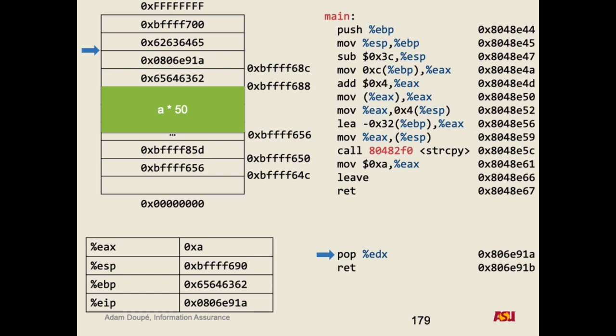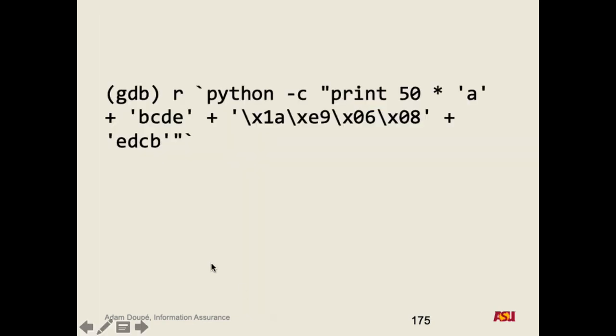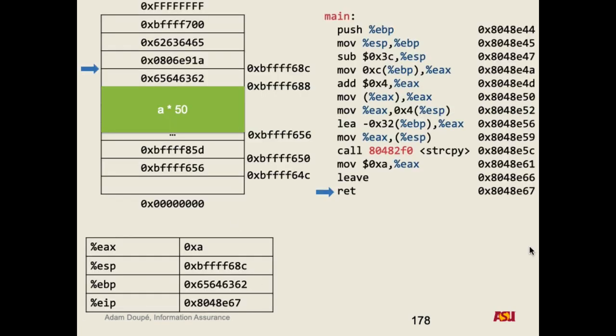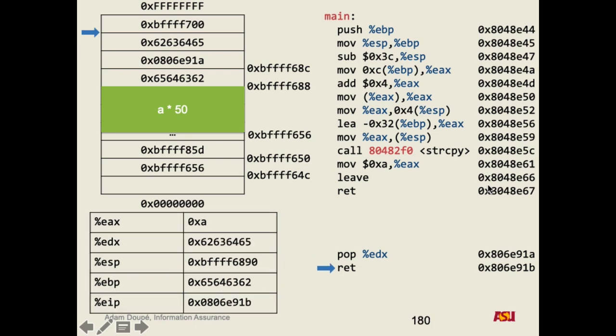Who put that data there? I did, right? And if we go back, we can see that data is here. This is EDCB. So if we go back, now we can control the value that's now in EDX. So we can put in EDX 62, 63, 64, 65. We can change that to the address of data.